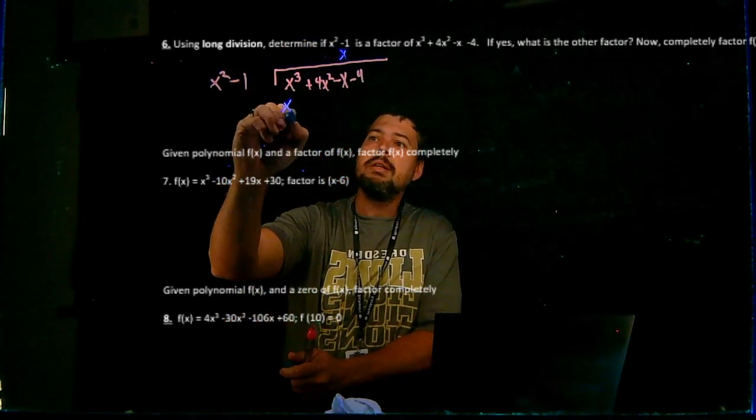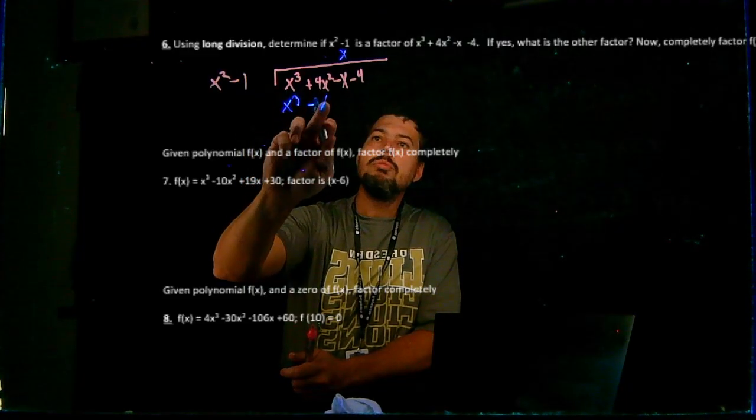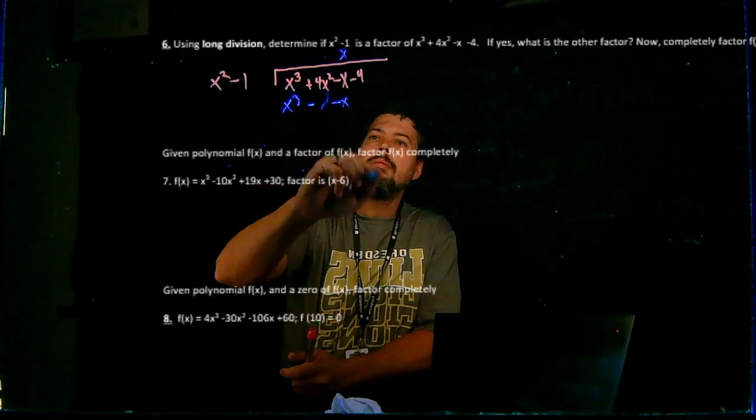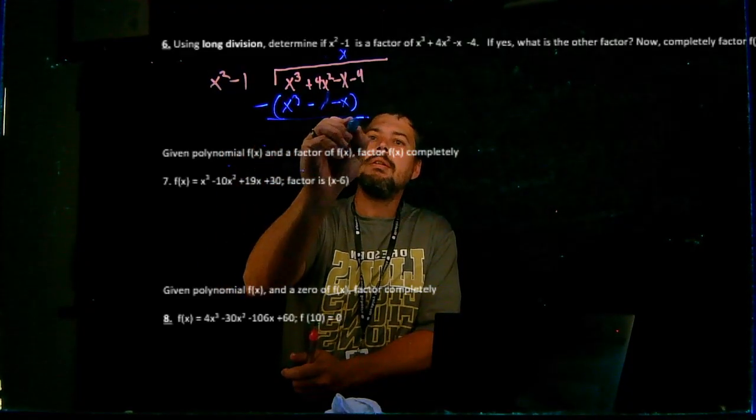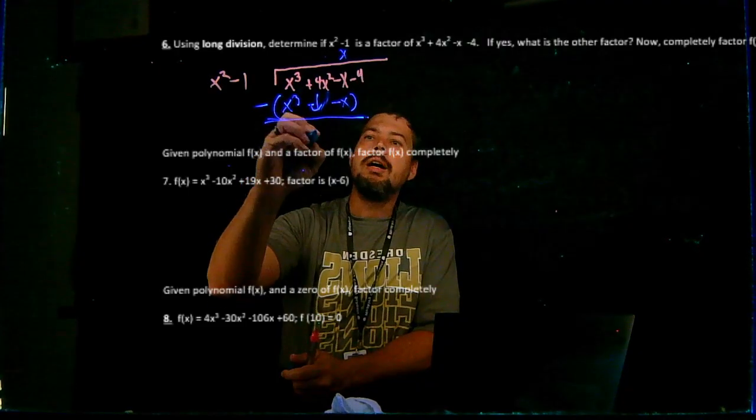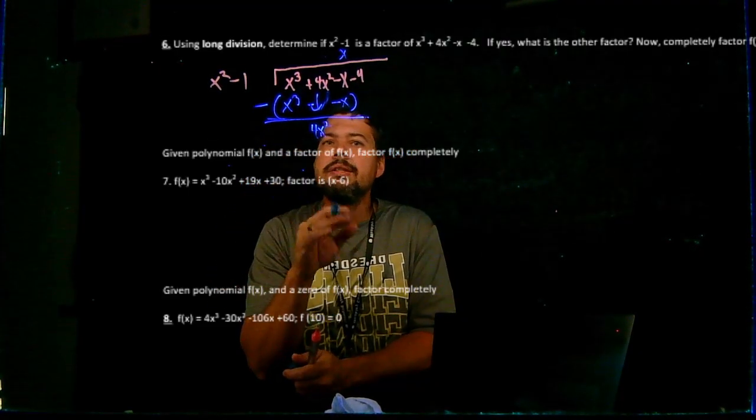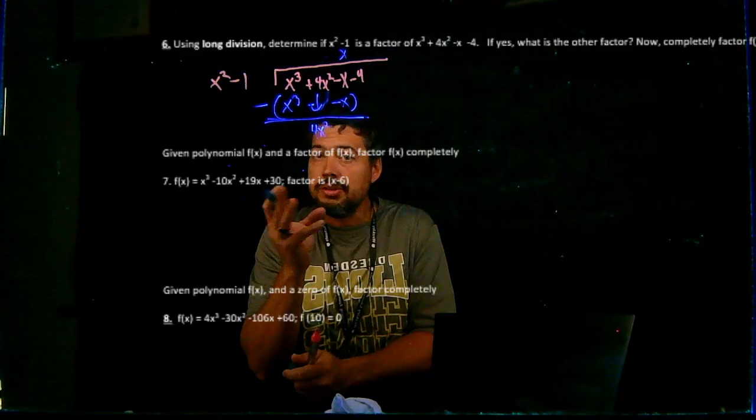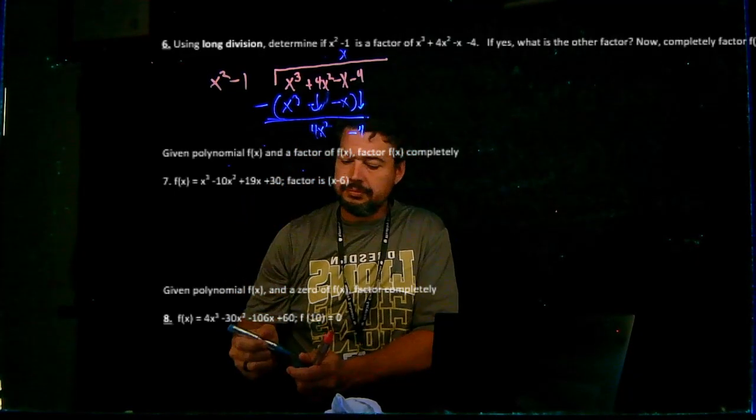That's going to give me x cubed minus x. Put like terms with like terms right before you subtract. X cubed minus x cubed is nothing. We're just going to drop that 4x squared right on through. And then a negative x take away a negative x is nothing because you're adding. And we'll bring this guy on down too, minus 4.